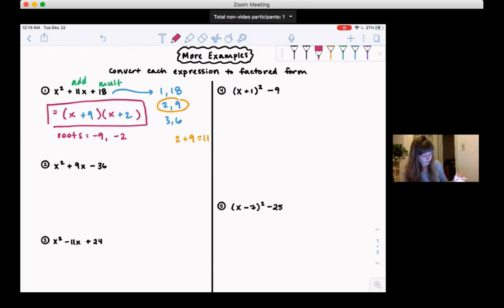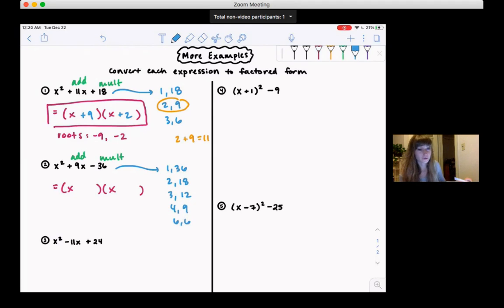All right, another example. Start by setting up our factors, x and x. We know that we need to add to 9, multiply to negative 36. So let's list our factors of 36. 1 and 36, 2 and 18, 3 and 12, 4 and 9, 6 and 6.